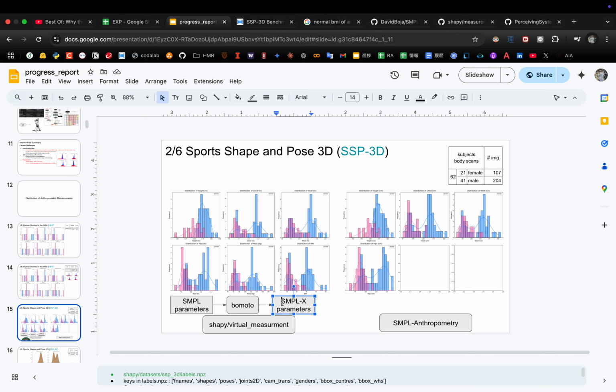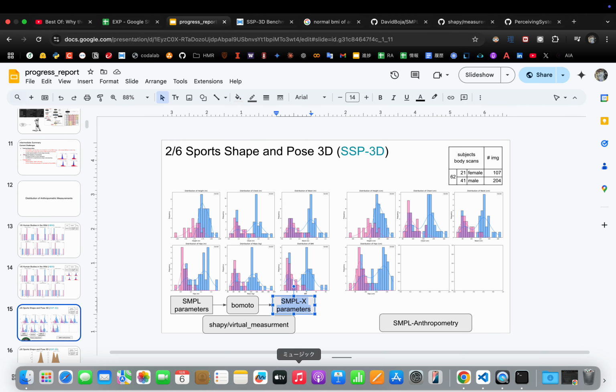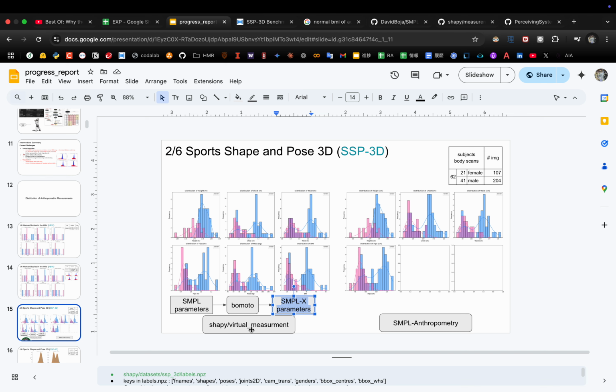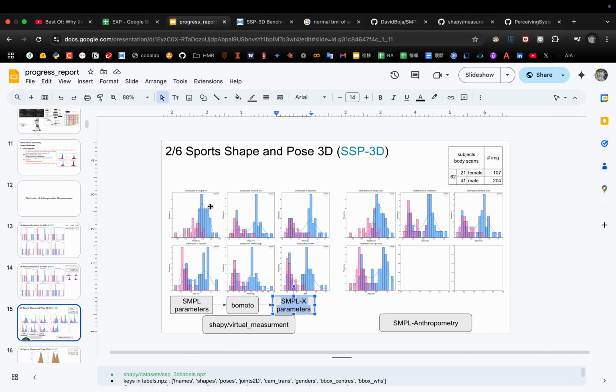Having these SMPL-X parameters, we can use them to generate the SMPL-X vertices. From these vertices, we feed them again into the Shapley virtual measurement to get the so-called predicted anthropometric measurement. This approach is quite lengthy and time-consuming, but it's just the first step. We need to build this kind of pipeline.